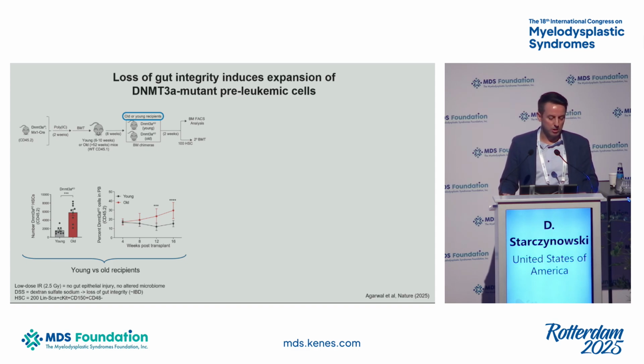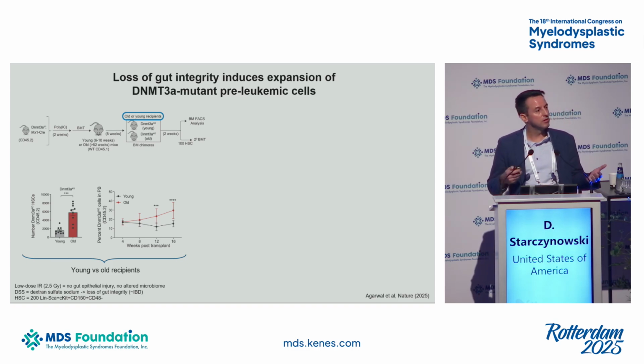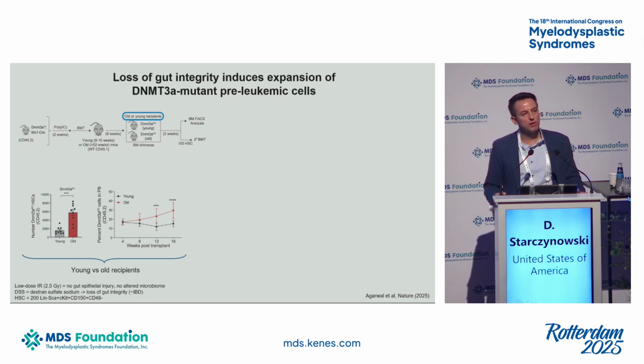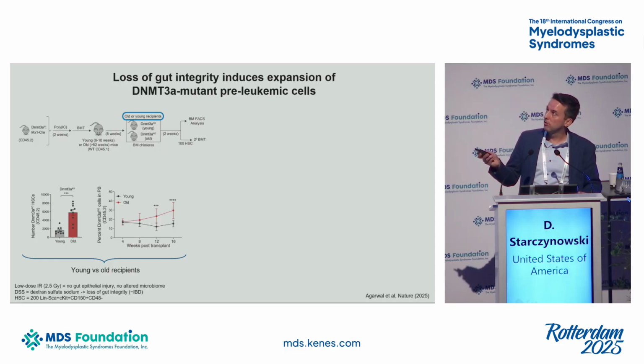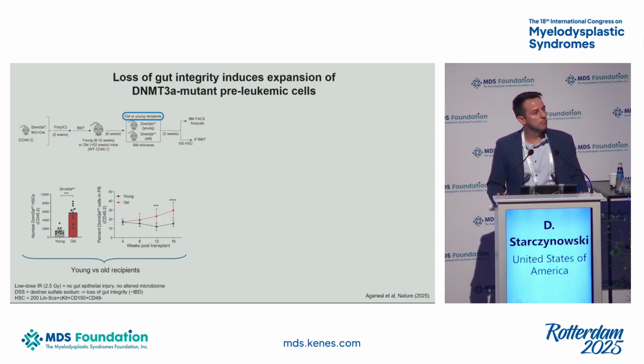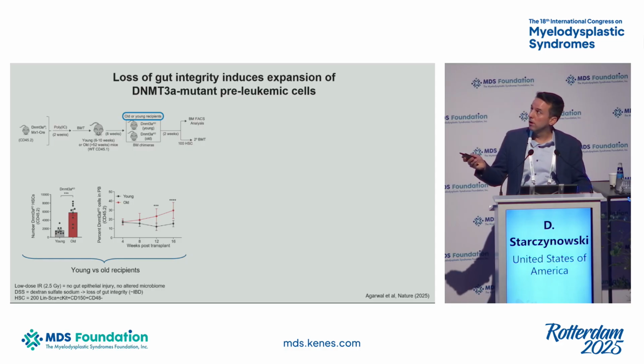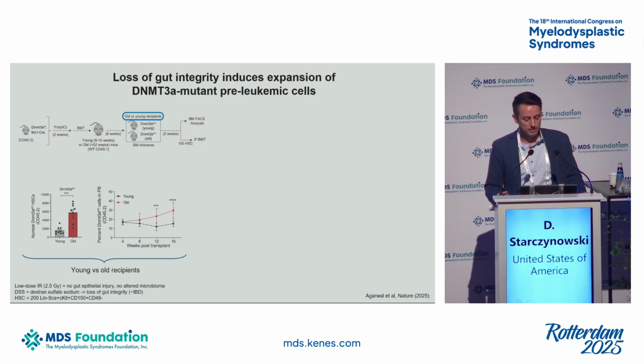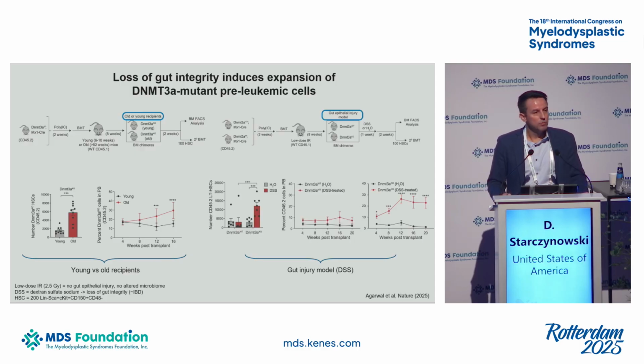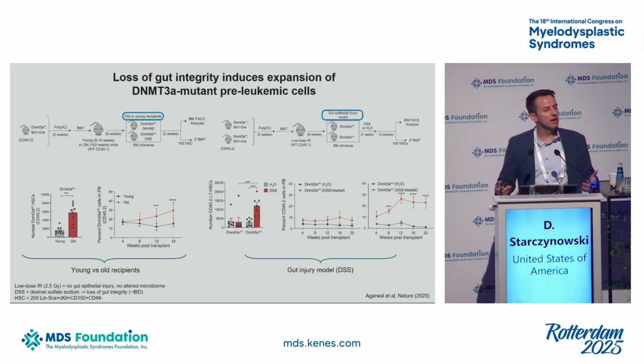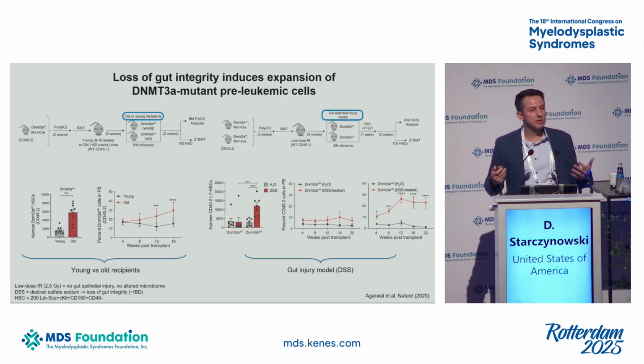And so in the first set of experiments, we asked if we use recipients that are either young or old, do these DMT3 mutant cells expand? And it's consistent with other studies. The DMT3 mutant cells do not expand in healthy mice, but they do in an aged mouse recipient. And you can see the expansion of the hematopoietic stem cell compartment as well in the bone marrow of these mice.